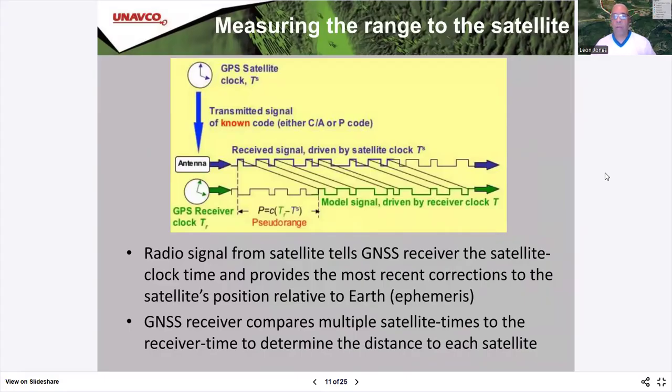Also, when we measure the range to the satellite, it's a radio signal from the satellite. It basically tells the GNSS receiver the satellite clock time and provides the most recent corrections to the satellite's position relative to the Earth. That's ephemeris. Then we also have the GNSS receiver, and that compares multiple satellite times to the receiver time to determine the distance to each satellite.